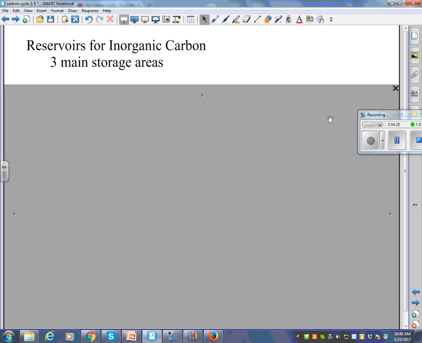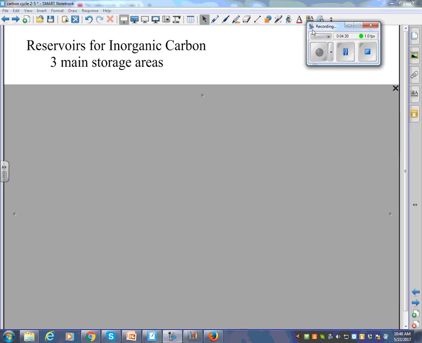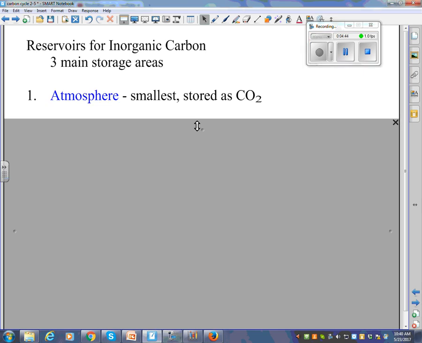So there are three main storage areas that are reservoirs or storage areas for inorganic carbon, non-living carbon. And the first one is the atmosphere, air. And that is where we store carbon as CO2.